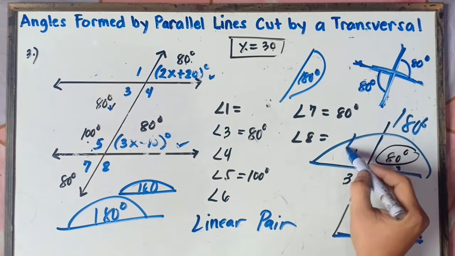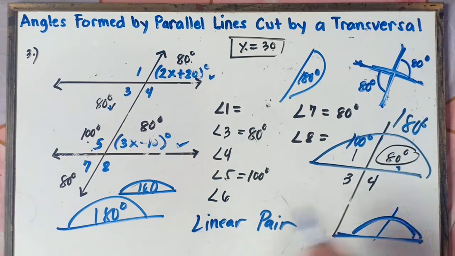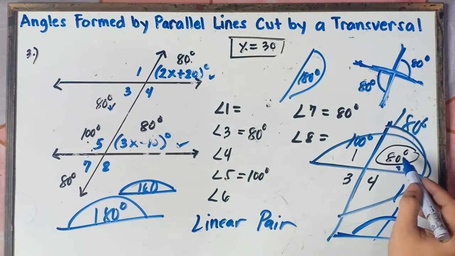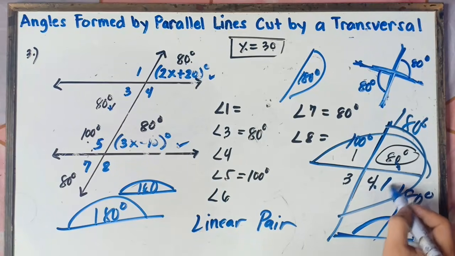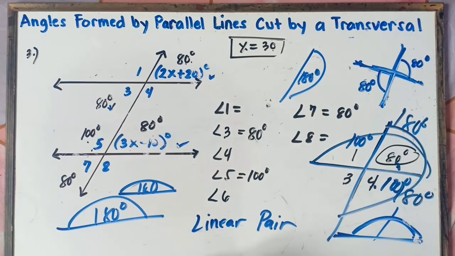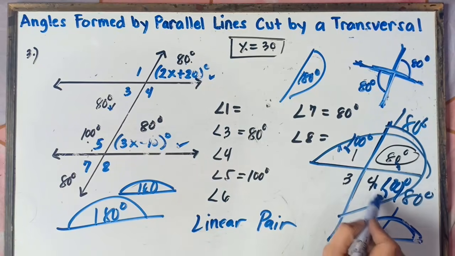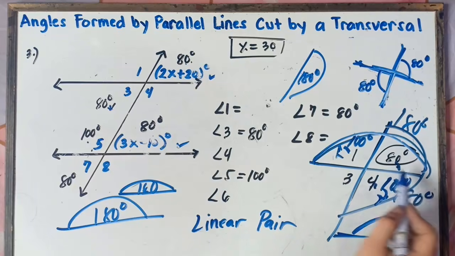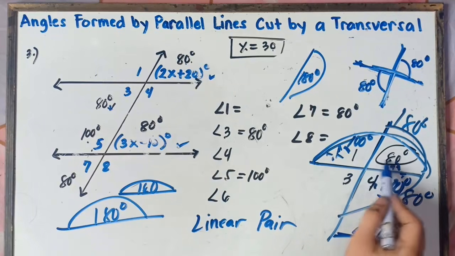Now, you have 80, therefore, this will be 100. Automatic, class. If you have a straight line, you can form a straight angle. That's 180, class. So therefore, this is 80. Angle 4 should be 100, class. Automatic, class. Vertical angles, right? 100, 100. Straight line, 180. 100 plus 80 will be 180.